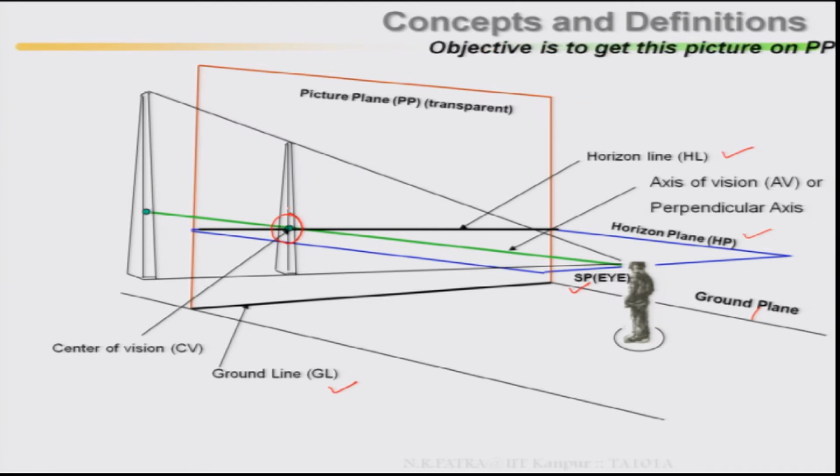Now the objective is to get this picture on the picture plane. Basically, in perspective view, the objective is to take this long-distance picture and bring it back to a picture plane on a reduced scale. The key is the convergence of rays at the station point. If you look here, this is my station point. At this station point, the object completely converges.